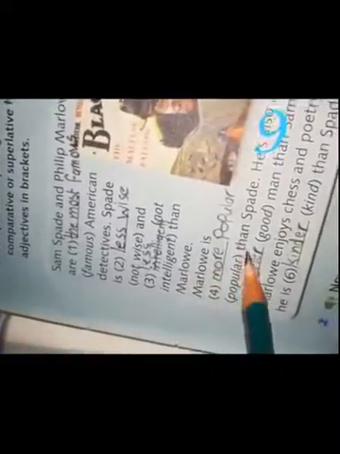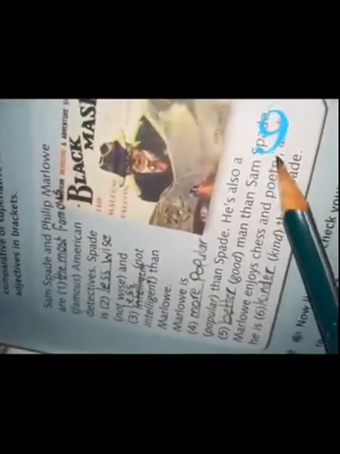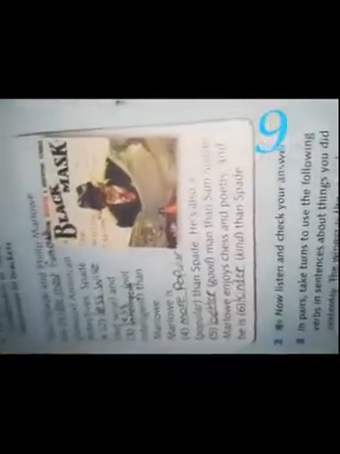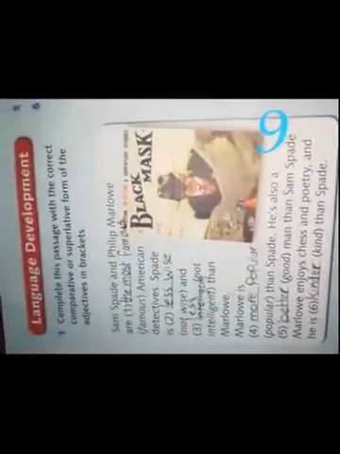Marlowe is more popular than Spade. He's also a better man than Sam Spade. They are comparing him to Sam Spade. Marlowe enjoys chess and poetry, and he's kinder than Spade. Number 3, you are going to listen to them, so pay attention.